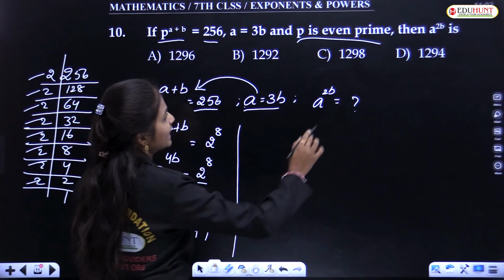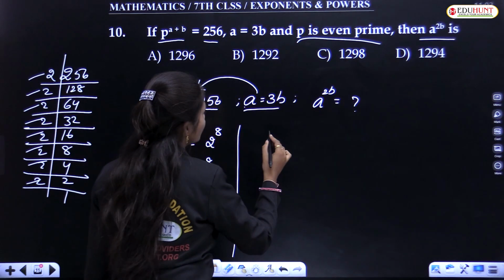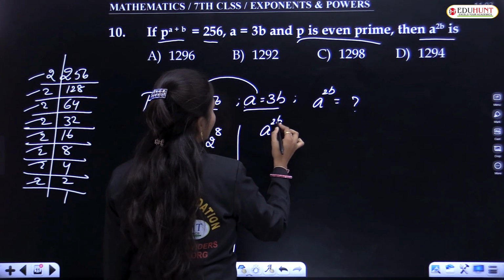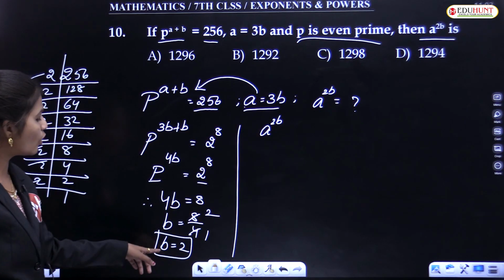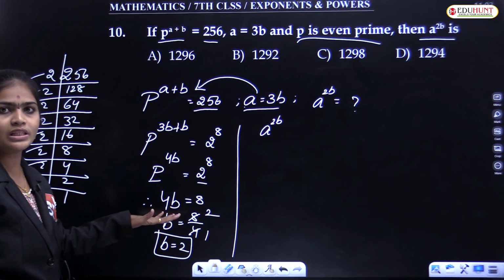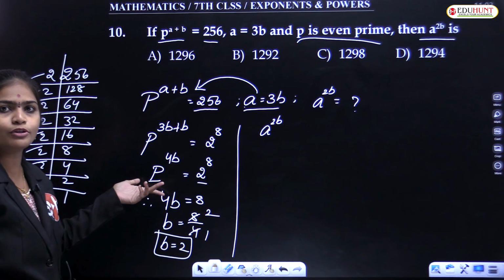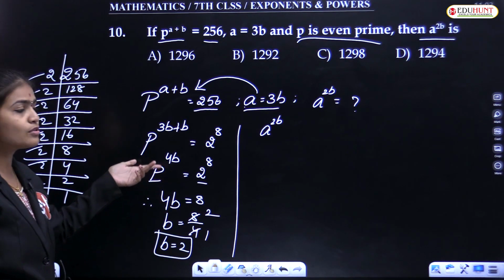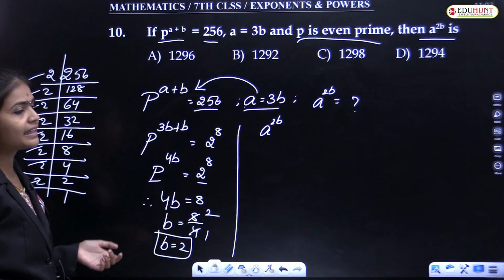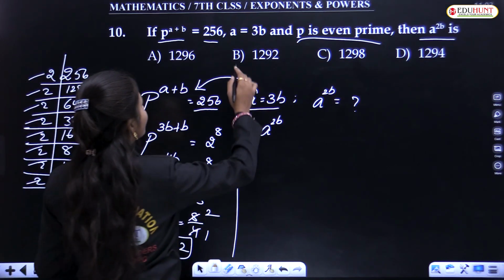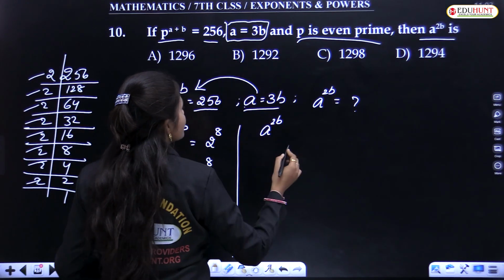Now we need to find the value of A power 2B. But here we got only the B value. We know the P value. Where is the A value here? A value is not there, no? So we have to find that A value here. What condition did they give? A is equal to 3B.